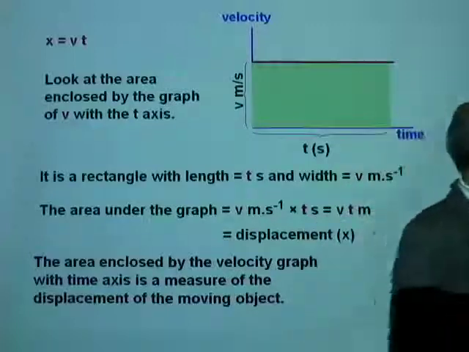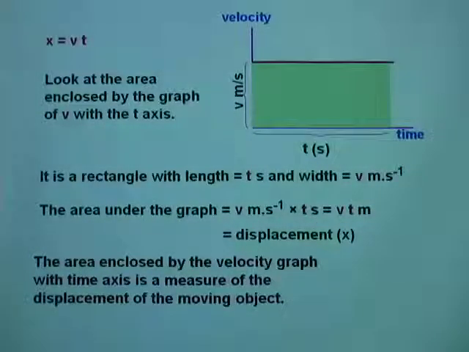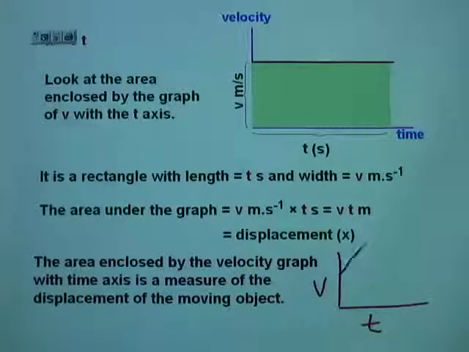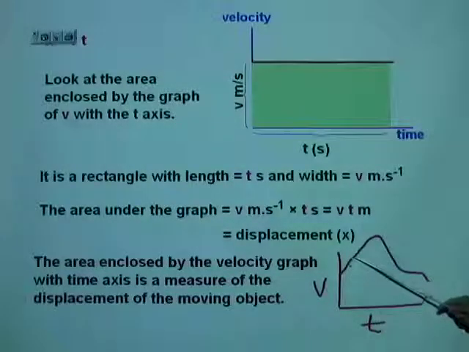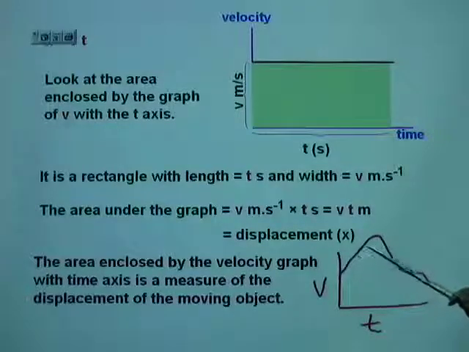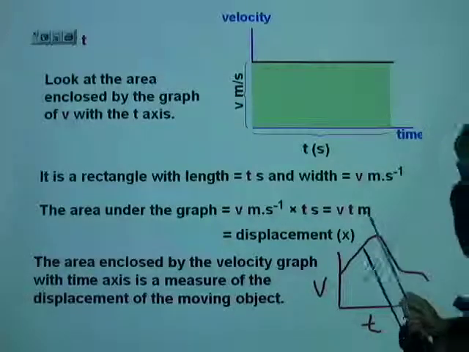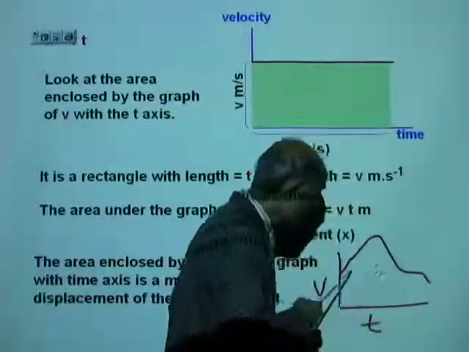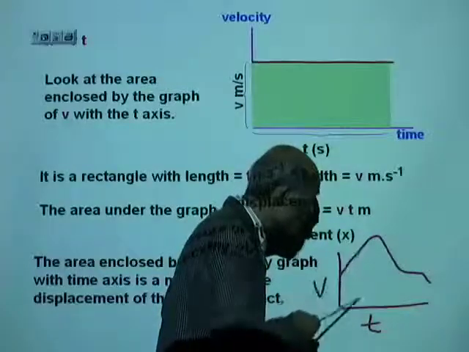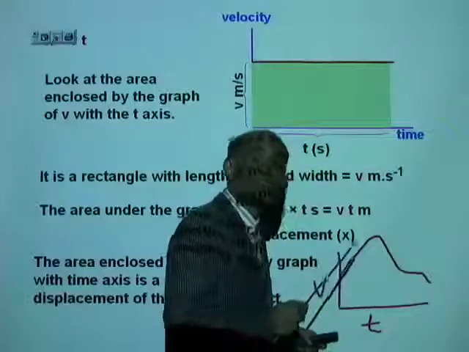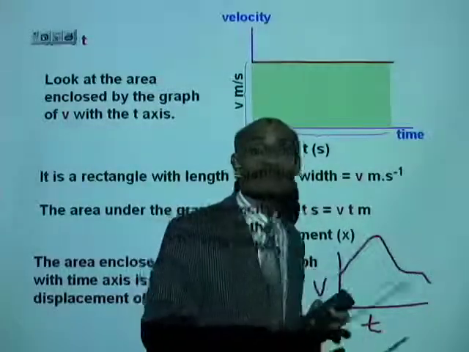Not really. Now, if the velocity does not remain a constant, suppose I have a graph like this, velocity on the vertical axis, time on the horizontal axis, and suppose this is the velocity graph. In other words, the velocity increases, reaches a maximum, decreases, and so on. Now, in this case also, if you can measure the area enclosed by this graph with the t-axis, that will be a measure of the displacement.